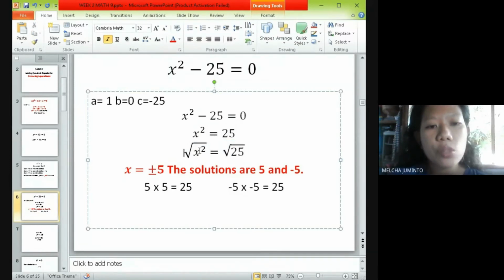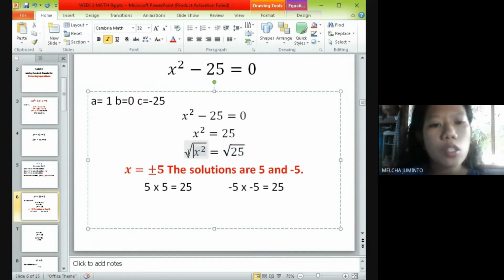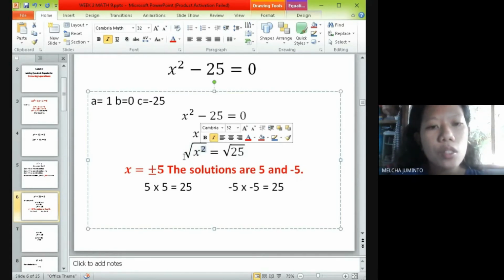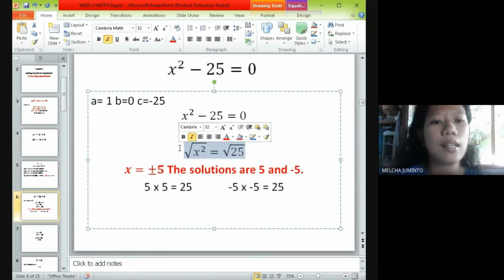So get the square root of x squared and also the square root of 25. The purpose of getting the square root is for us to remove the square on x, because once you find the square root of a term containing x squared, it will be reduced to its simplest form, x. This is the point which we call extracting the square roots.